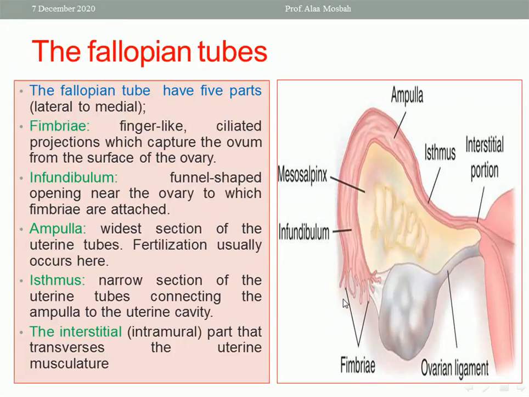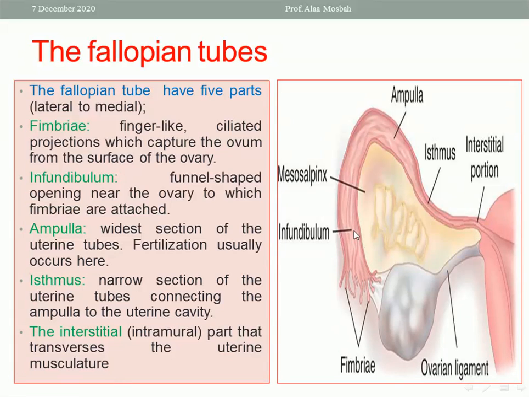So you can say that the fallopian tubes have 5 parts. Please look at the picture. Fimbria, which are finger-like projections, which capture the ovum from the surface of the ovary. Then the infundibulum, which is a funnel-shaped opening near the ovary, to which the fimbria are attached.